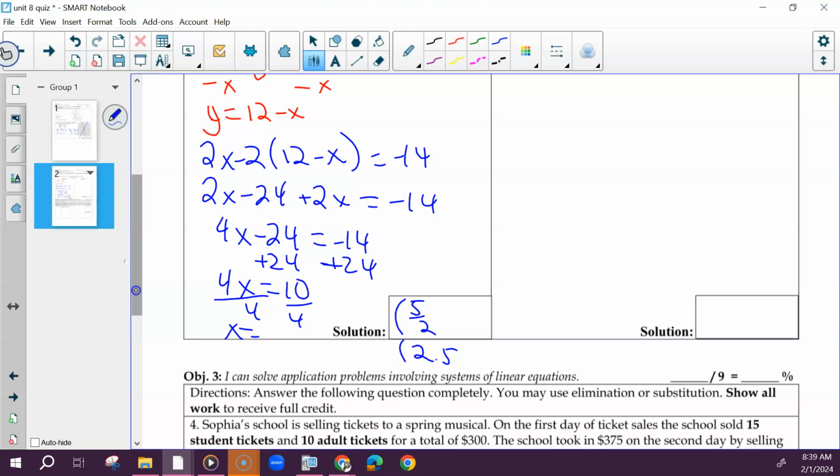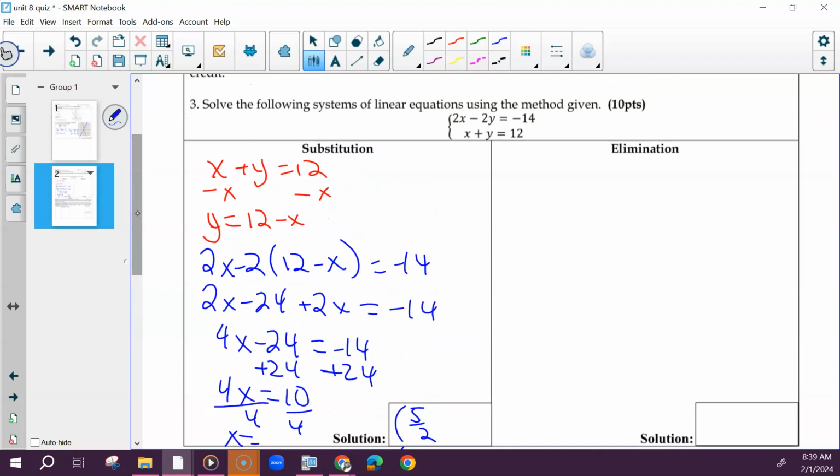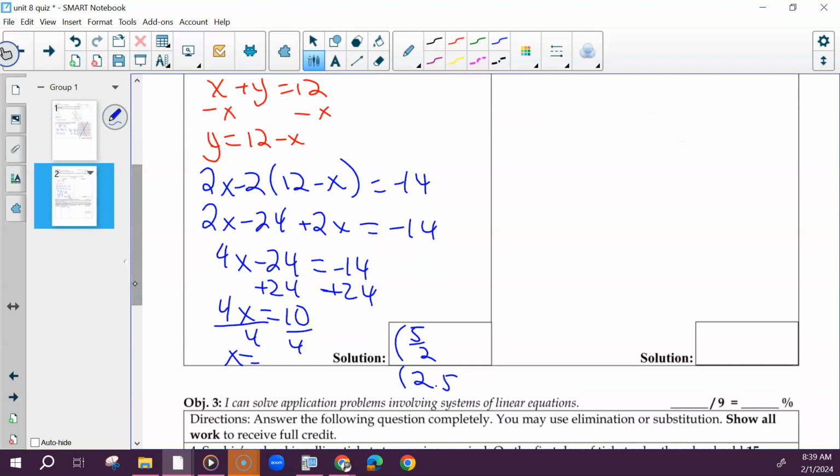So on the test, if you get decimals, at the end you have your calculator for this section, you could put them back in for this and see do they equal this. If they do, you know that's right. If they don't, something's off, go back and fix your work, your answer. And then after you find your x, you could put that back into, this would probably be the easiest. Y equals 12 minus 2.5, so that y equals 9.5, or 19/2.